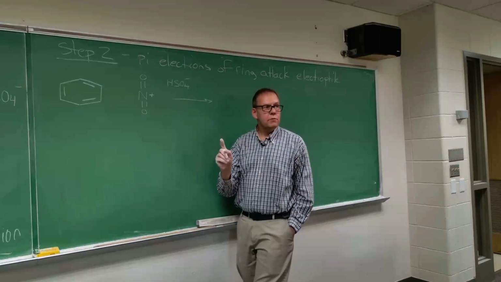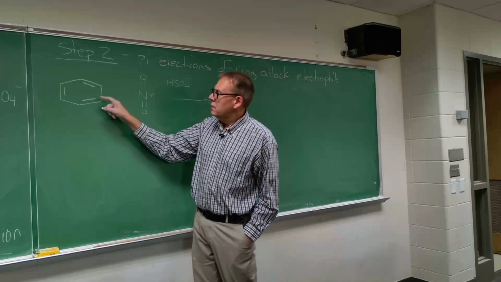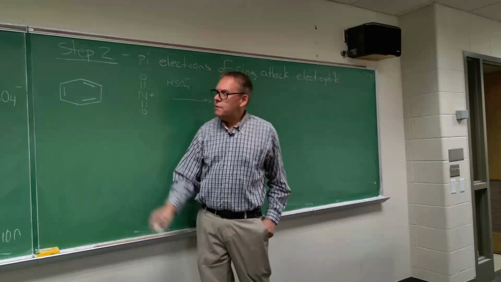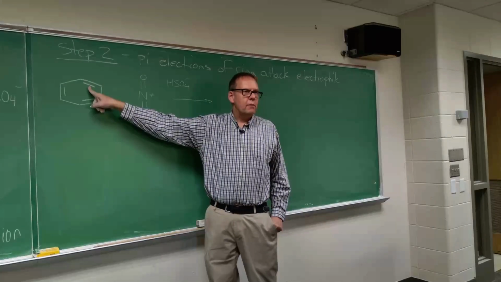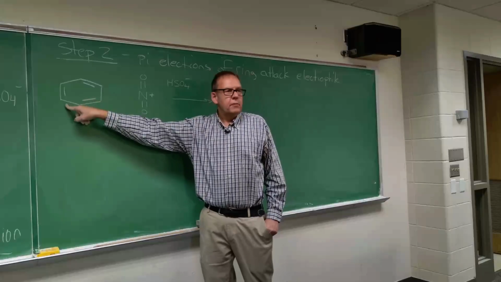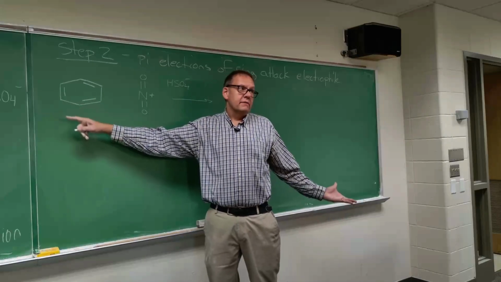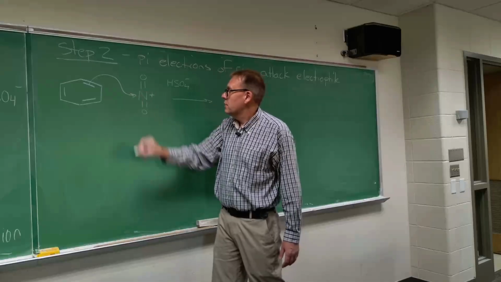But same thing we did before is start an arrow at one of the double bonds in the ring. I keep picking on this one in the upper right-hand corner, but there's really nothing special about that one. I'm just doing it for consistency. But you could use any of them, and they're all equally reactive. They're all exactly the same in this molecule. So start an arrow there and show it going to the nitrogen.